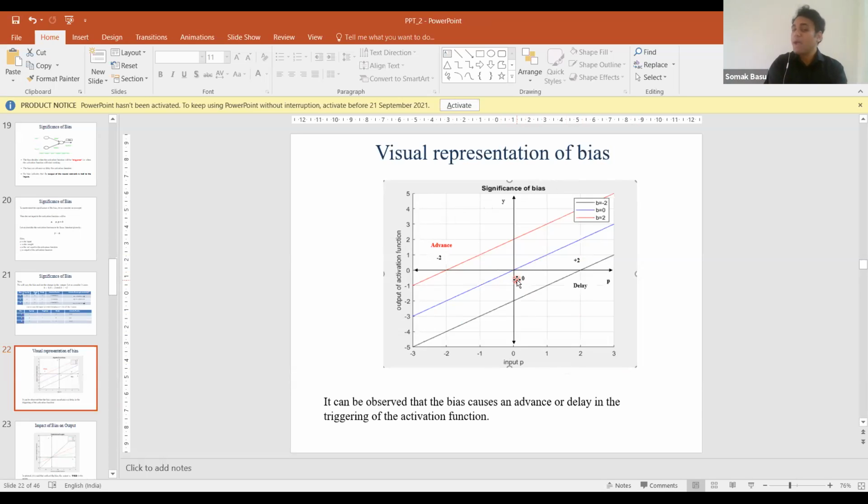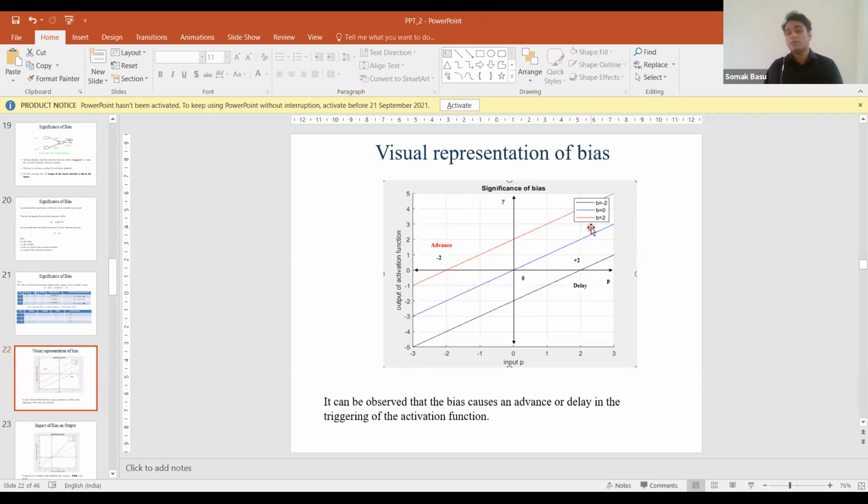If the value of the bias is 0, the activation function starts working at 0. If the value of the bias is minus 2, then the activation function starts working over here at minus 2. So there is an advance. What was happening here is actually happening here. It has shifted over here. So there is an advance. You're doing it more quickly. You're taking a much earlier decision. If the value of the bias is plus 2, this graph shifts over here. This is a delay.